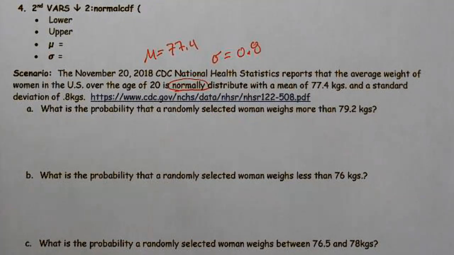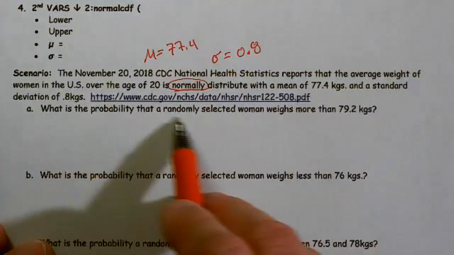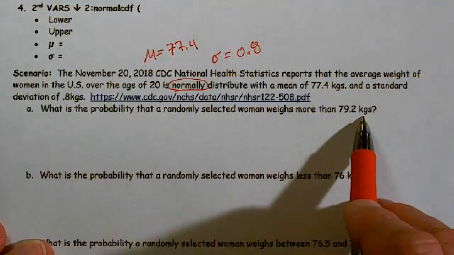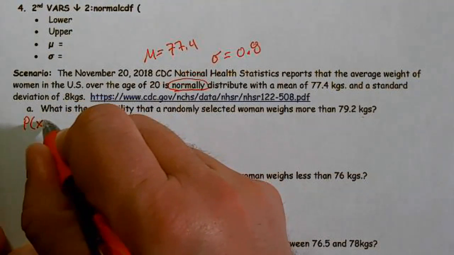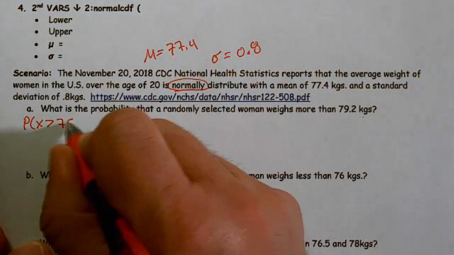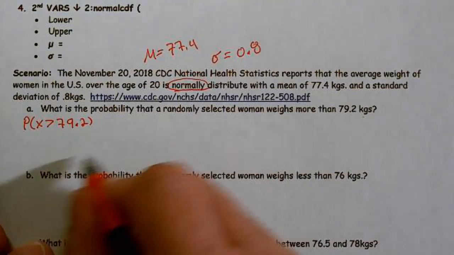All right, so my probability statement is going to be this. What is the probability a randomly selected woman weighs more than 79.2? So what's the probability that X is greater than 79.2? Well, I'm going to go ahead and draw my normal curve out.